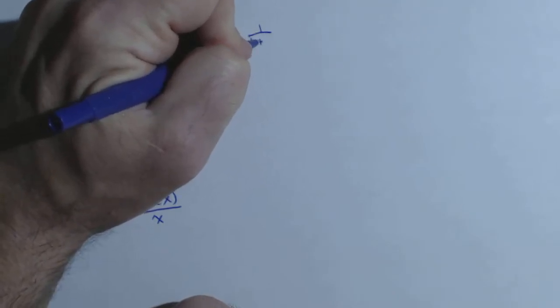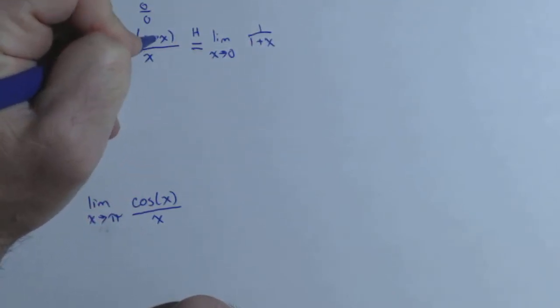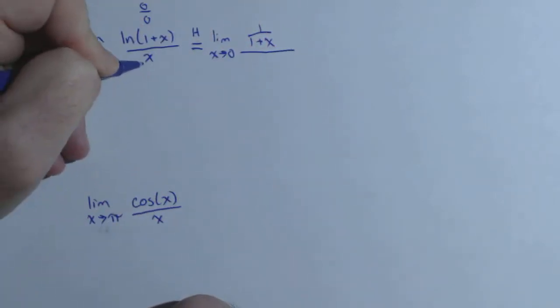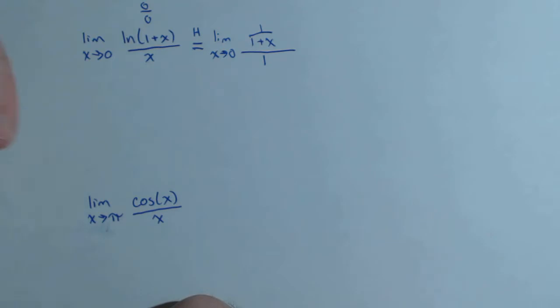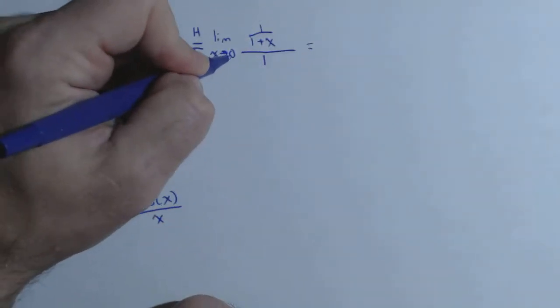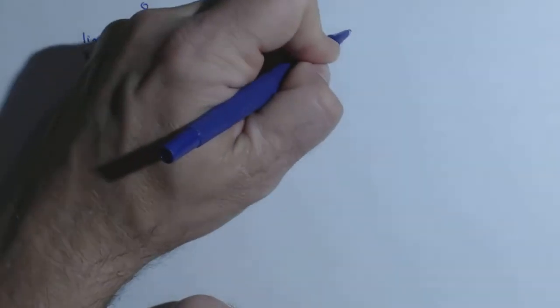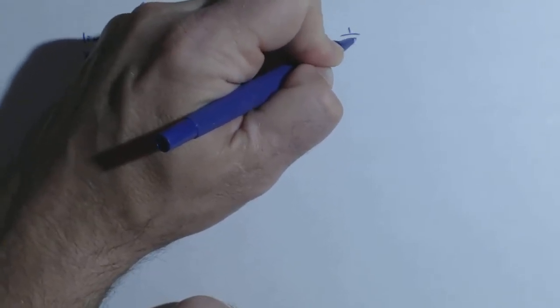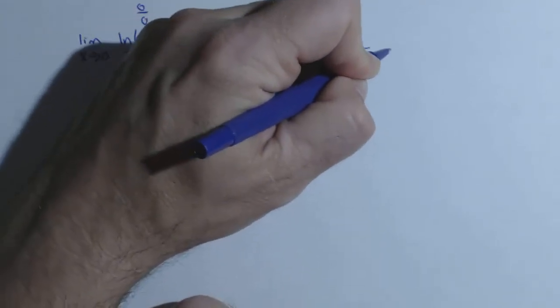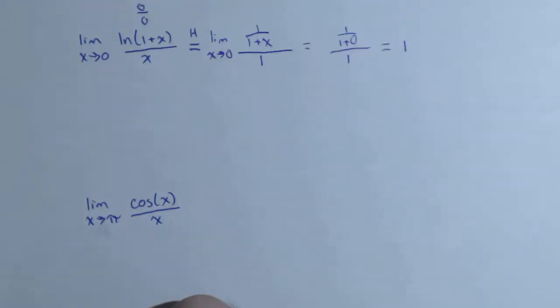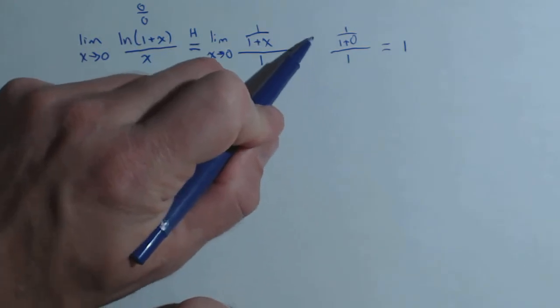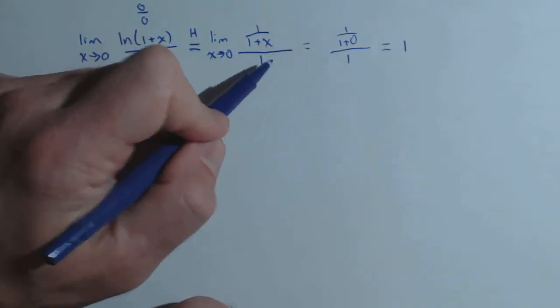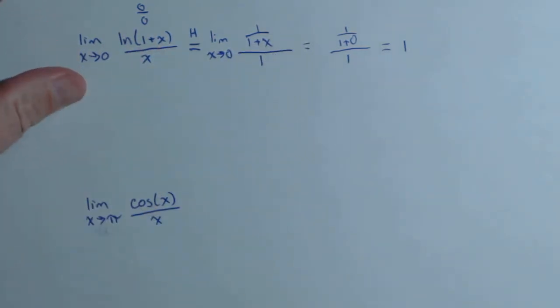So the derivative of the numerator is 1 over 1 plus x times the derivative of the inside, which is just 1. Now, the derivative of the denominator is just 1. Now, if we see what happens via direct substitution, we get 1 over 1 plus 0 all over 1, which is 1 over 1, or 1, and we've been able to calculate our limit, and we're done. Notice here I didn't write the limit notation because once I plugged 0 in, technically I've taken the limit, and I no longer need that.